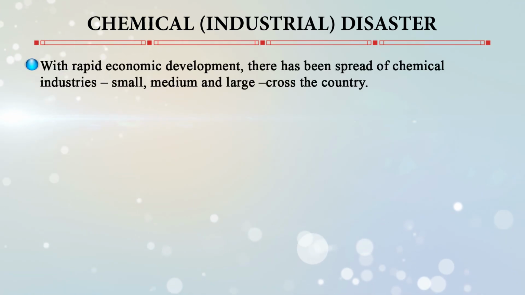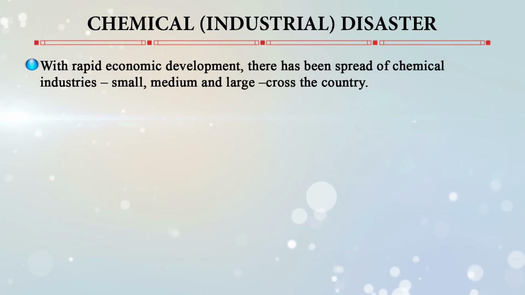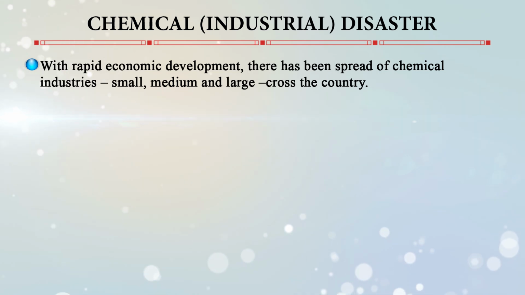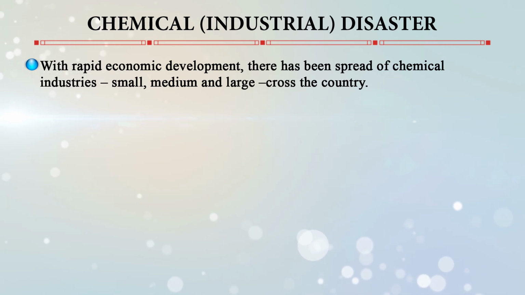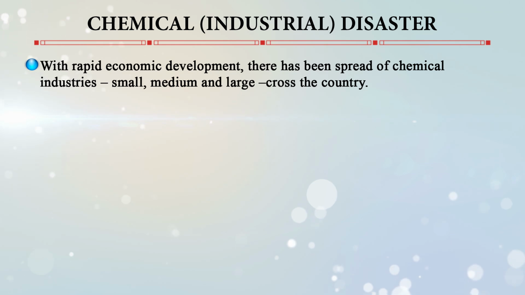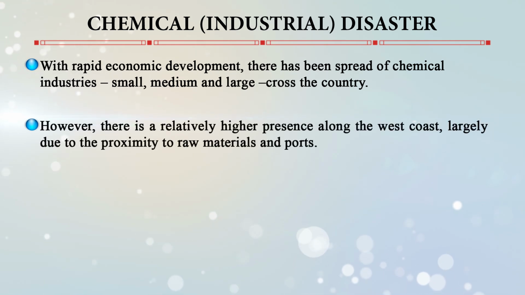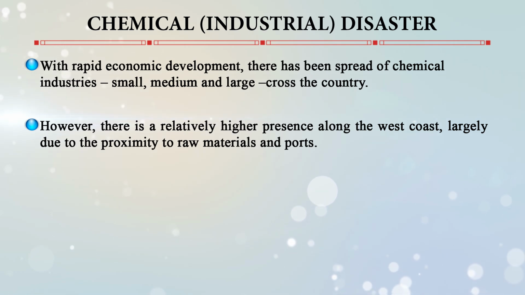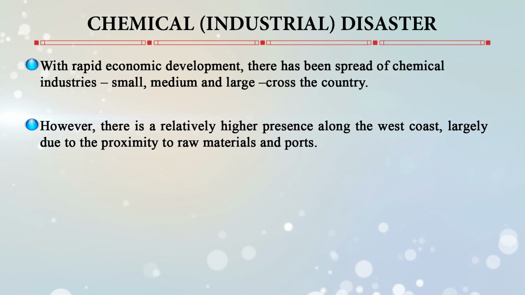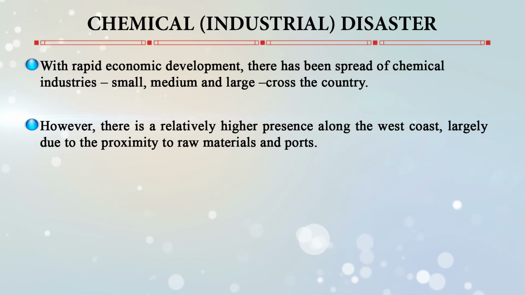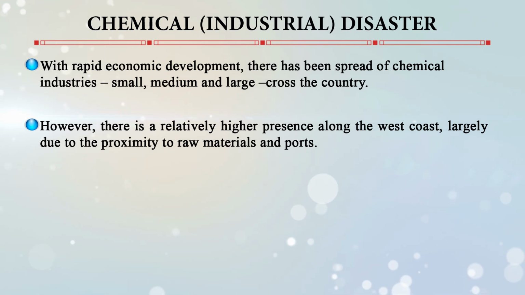Now, the chemical industrial disasters. Chemical disasters, mostly they are industrial disasters. So, with rapid economic development, there has been a spread of chemical industries. If you see, there are cottage industries, there can be small, medium and also large industries, all sprawled across the country. However, relatively there is a higher presence especially along the west coast due to the proximity of large raw materials, and also the seaports are there for easy export and import of the material.